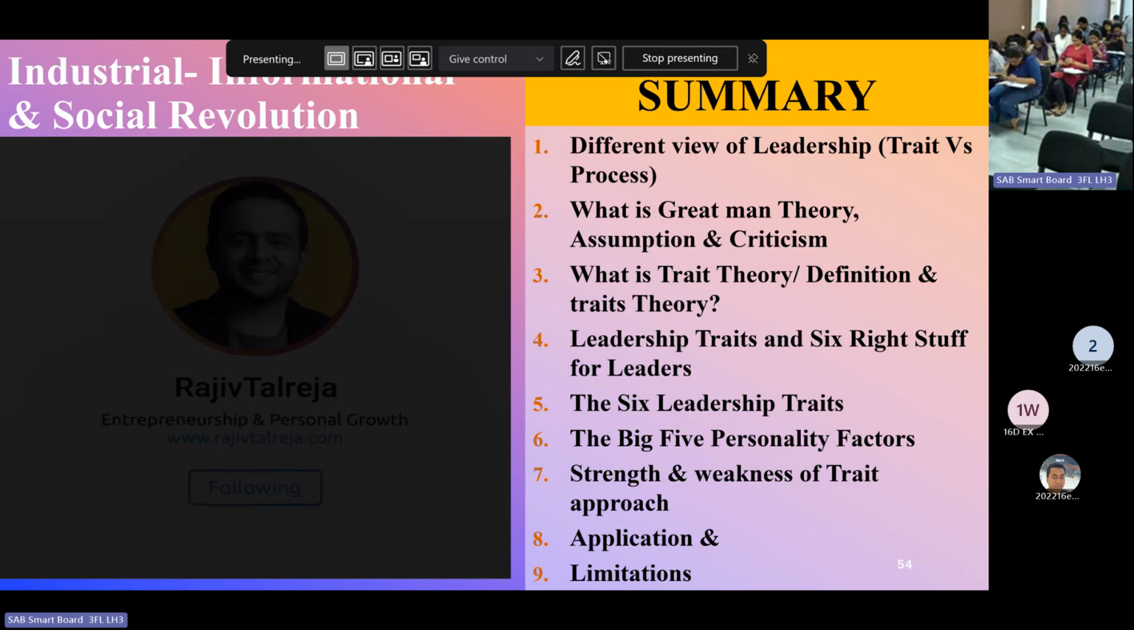What are the 6 different styles of leadership proposed by Daniel Goleman? What are those? Authoritative, pacesetting, coaching. Right? You have an answer, otherwise write it.